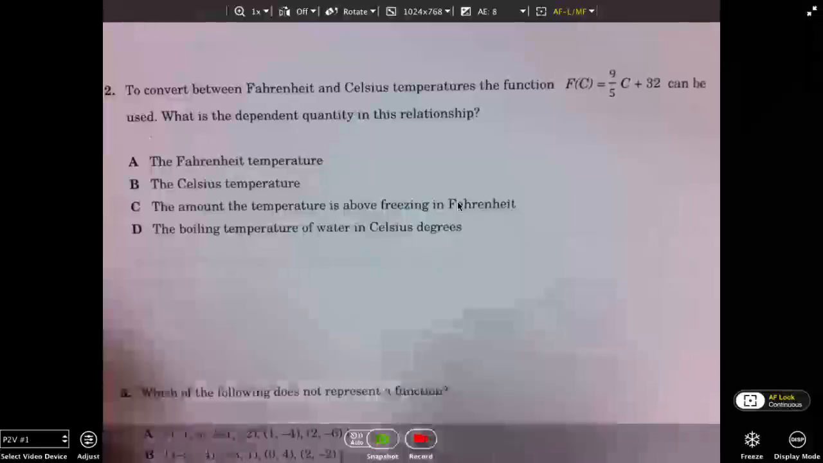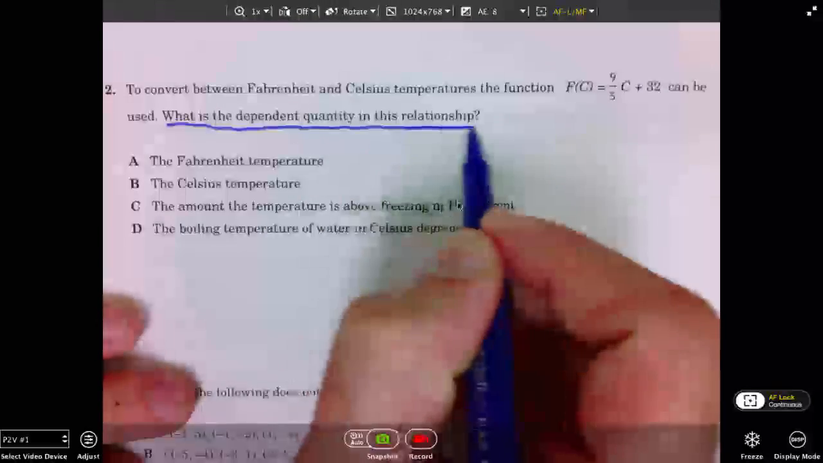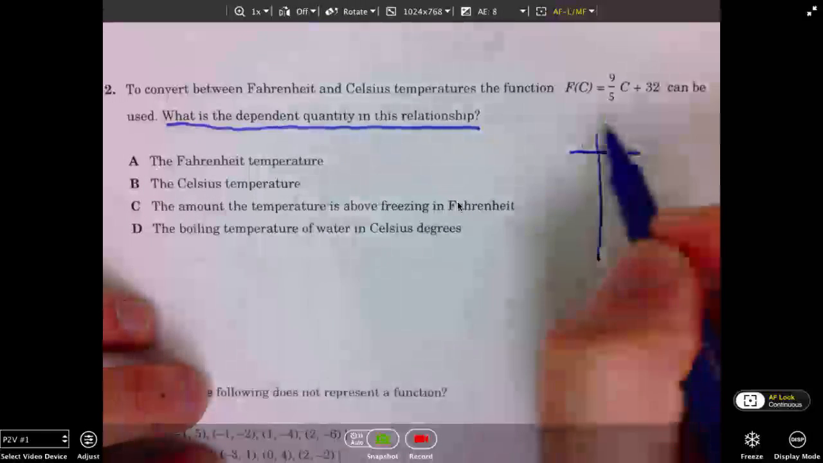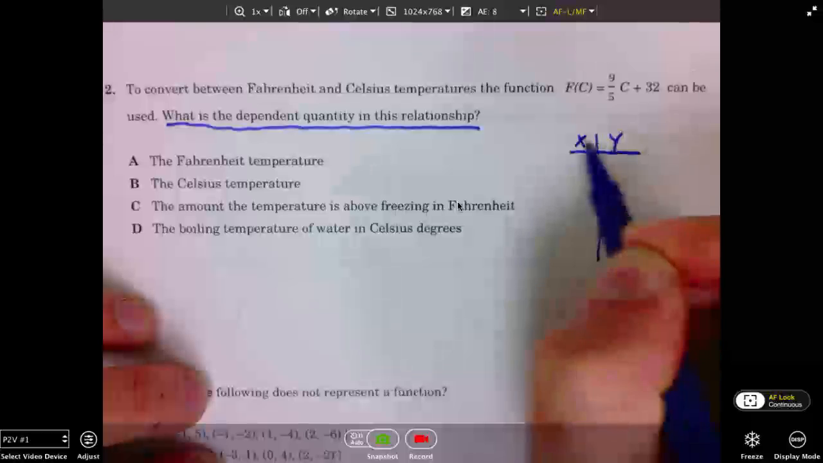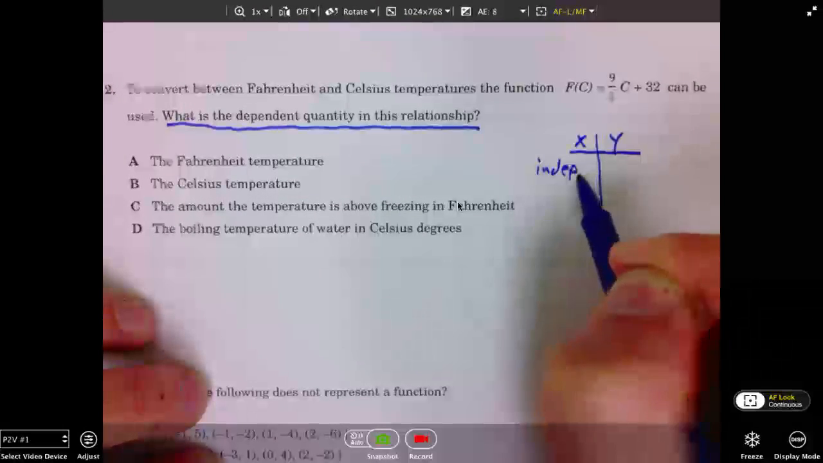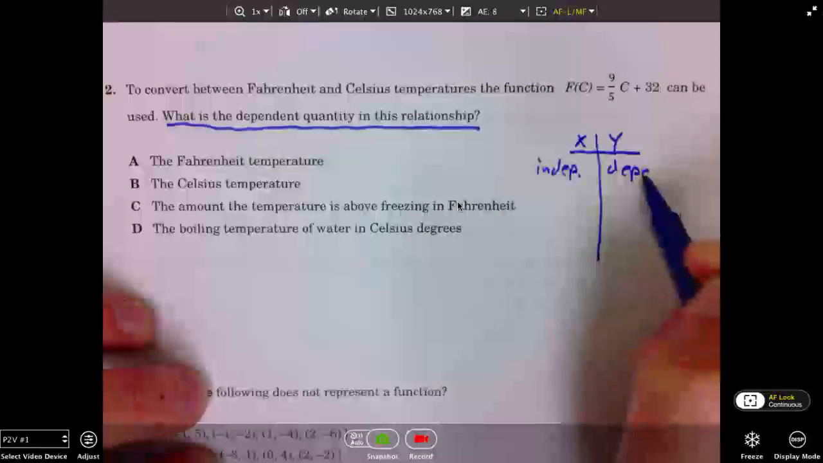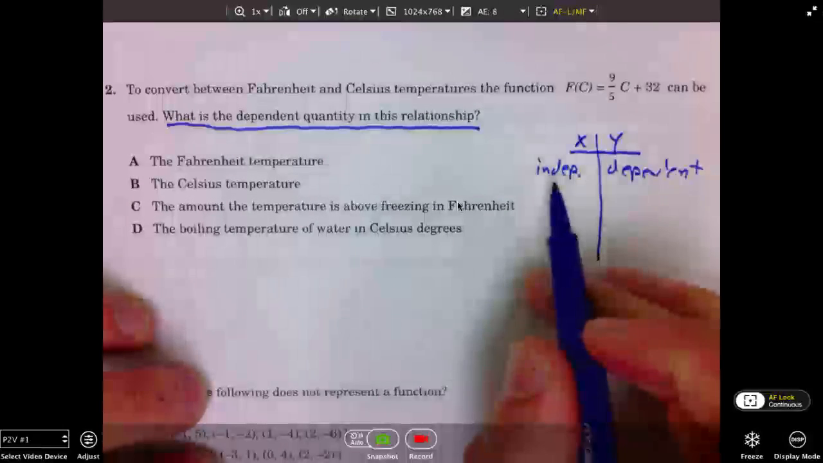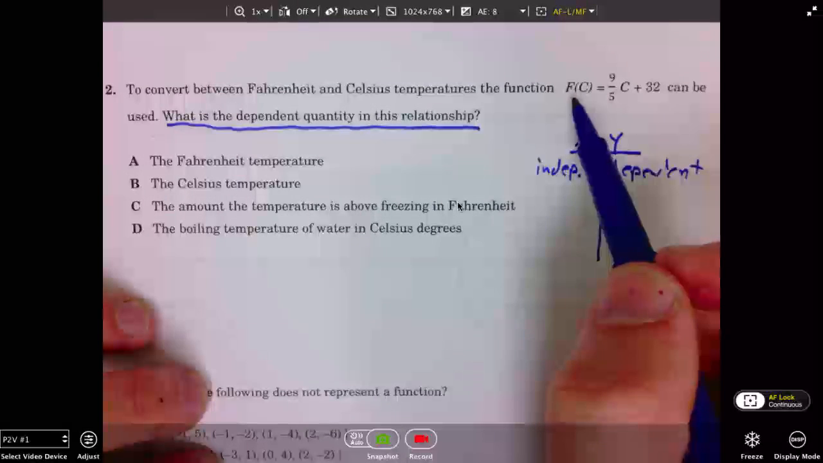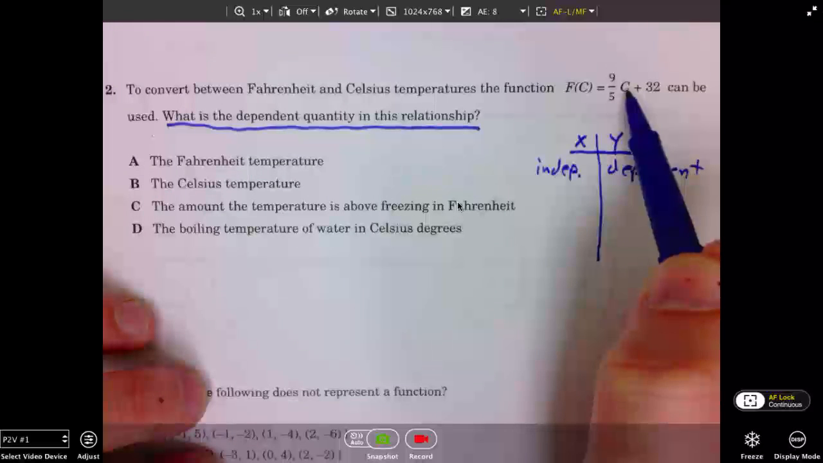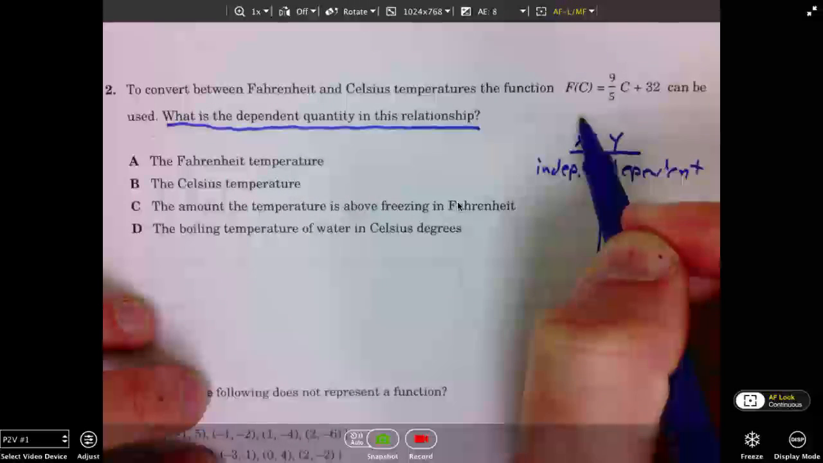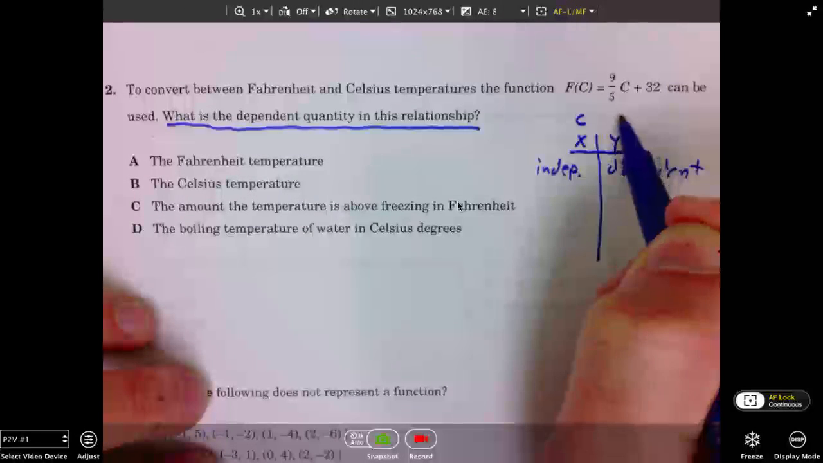First, I get to the question sentence. What is the dependent quantity in the relationship? Well, hopefully you remember that we have the x and the y, the input and the output. Well, the x is the independent and y is the dependent. We say that y depends on x, right? In our relationship here, we don't use x and y. You see c is the input variable and f of c is the output. Alright, so in this case, x is c, and the y, we use f of c.